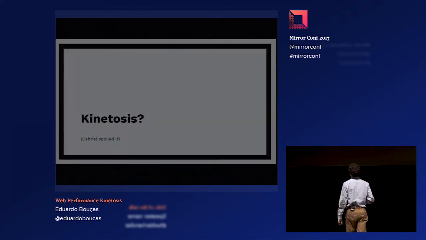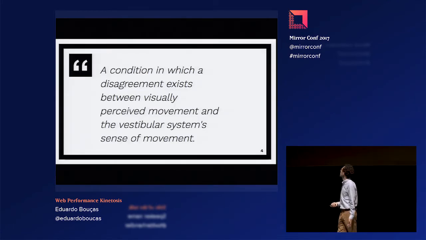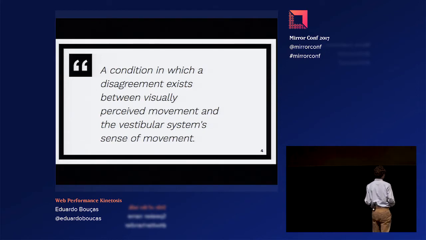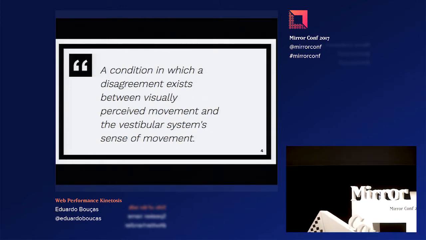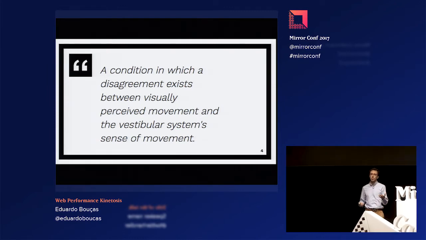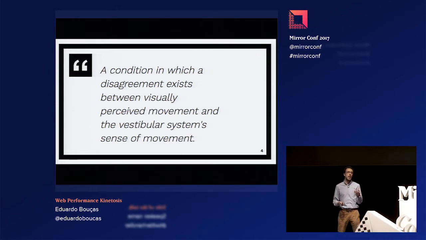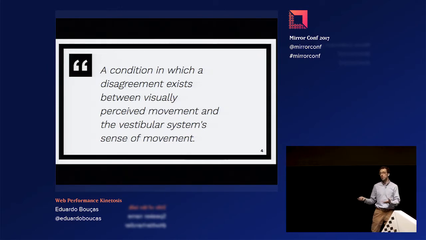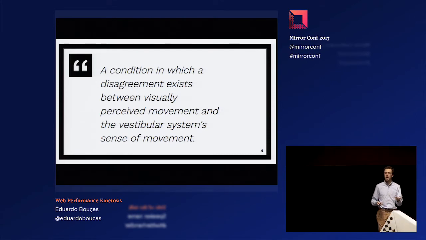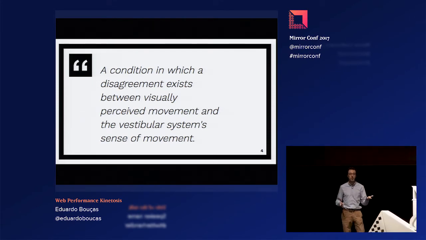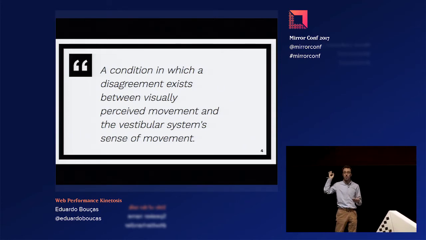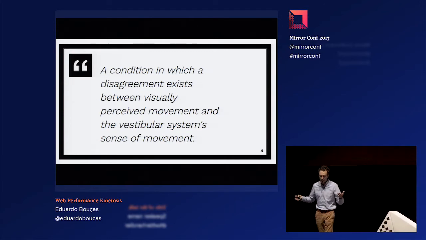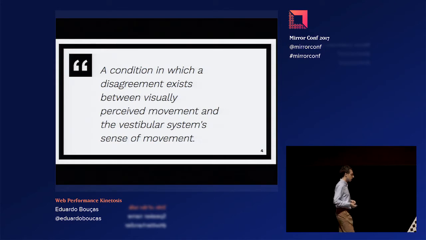So, the definition of motion sickness is a condition in which a disagreement exists between visually perceived movement and the vestibular system's sense of movement. In a nutshell, the way your brain knows whether you're moving or stationary happens by analyzing information from two different sources. The first one is your vision. Your eyes are constantly sending information to the brain, and if they see a moving landscape, they're going to tell the brain, well, we're on the move. If they see something like a static piece of paper, then they're going to infer that you're stationary.